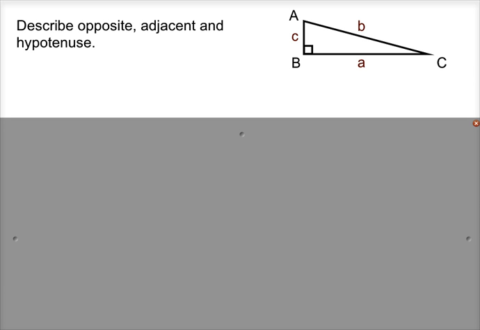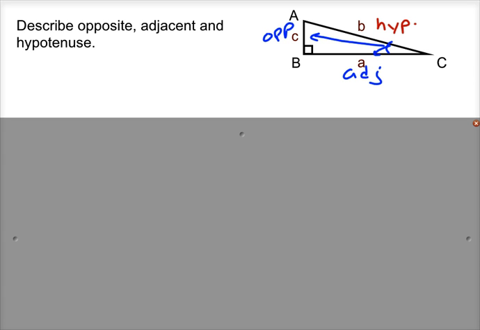First off, we need to know what opposite, adjacent, and hypotenuse are. So if you look at a right triangle, the side across from the 90-degree angle is always going to be the hypotenuse. So for the triangle here, B is going to be the hypotenuse. And then the opposite and adjacent vary. So here's where you have to be careful. If I'm talking about angle C, opposite is going to be C. And adjacent, which means next to, is going to be side A.